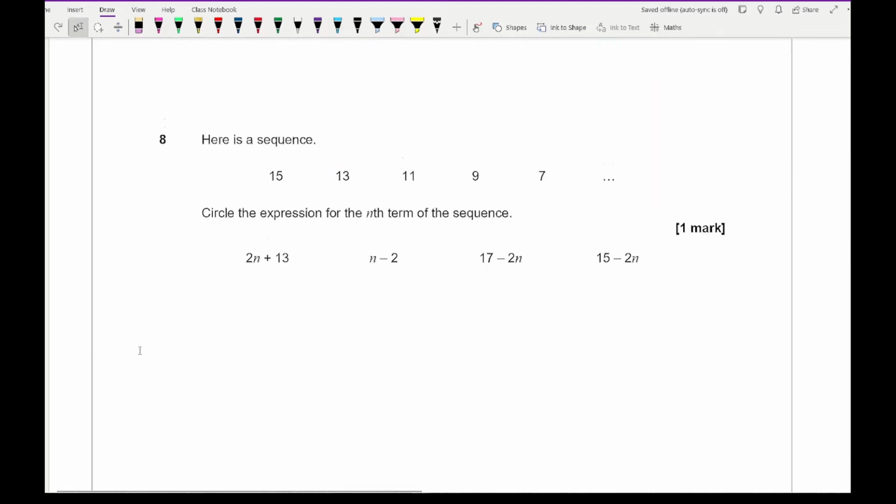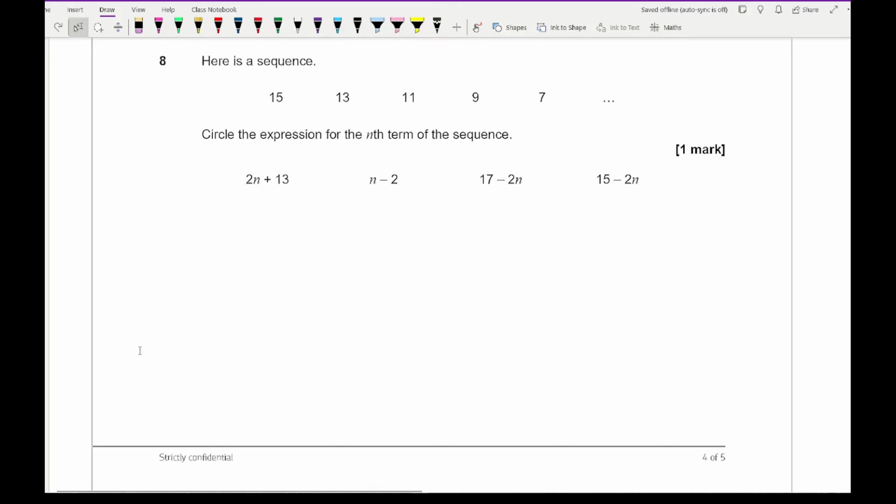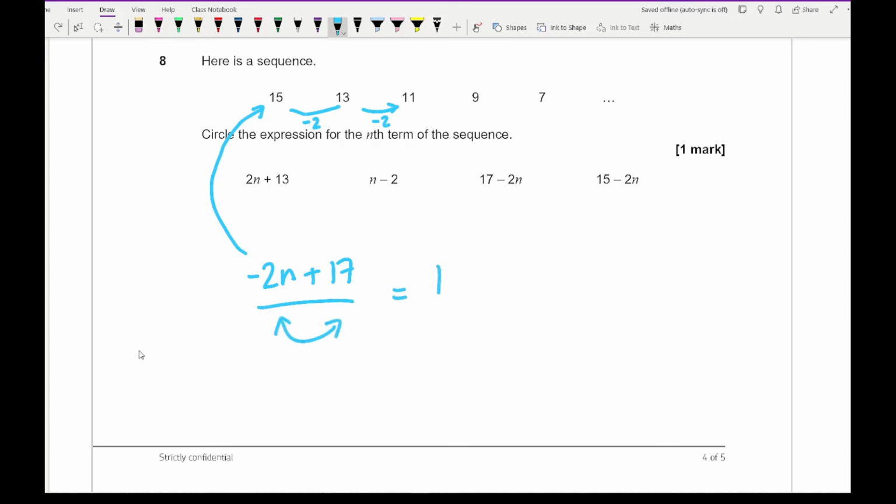Then moving on to question 8, it says here is a sequence, and it says circle the expression for the nth term of the sequence. Now this is a linear sequence, so let's first of all work out the difference. So it's going to be minus 2. So that means minus 2 is in the formula. Then what you need to do to get from minus 2 to 15 is you need to add 17. So I'm looking for this. Now in its current form, none of the 4 options match, but if I swap these two things around, I get 17 minus 2n, which is the third option.